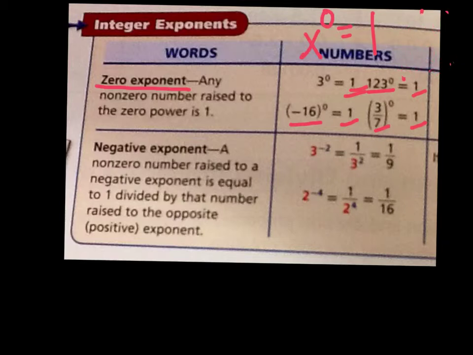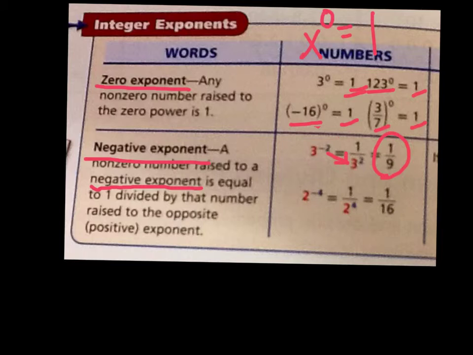Let's now look at this other property that we have going on. Our other property, the negative exponent property. Essentially, if we look at this, a non-zero number raised to a negative exponent is equal to 1 divided by that number raised to the opposite exponent. So here we have 3 to the negative 2, and that is equal to 1 over 3 to the 2 power. 1 over 3 squared. So it equals 1/9. So you're just squaring that 3.